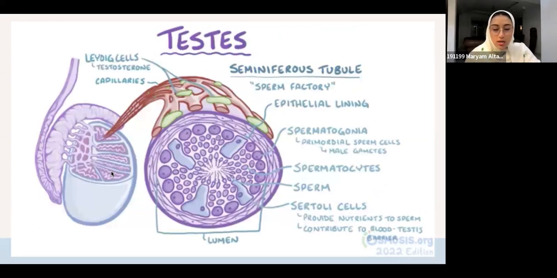How is sperm made? So as you can see in the scrotum, you have your testes. And one of the main components of your testes is your seminiferous tubules, which you can think of as a sperm factory. And you have different linings. You have your capillaries from the outside of each one of these tubules. And you have your Leydig cells. These Leydig cells produce testosterone. And that is a very important part of your development of male secondary sexual characteristics that we're going to talk about in a second. You also have your epithelial lining, all right?